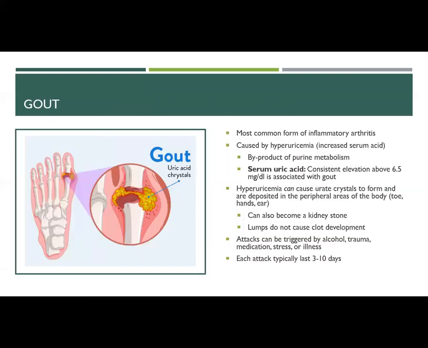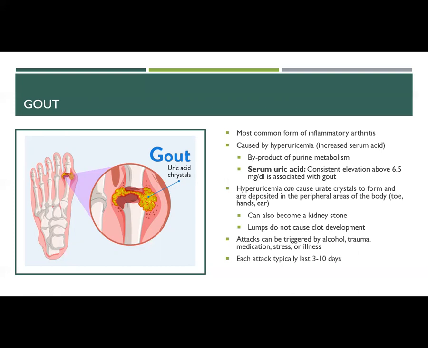So the next one we are going to be talking about is gout. It's a common form of inflammatory arthritis. It's caused by hyperuricemia, so increased serum uric acid. It's the byproduct of purine metabolism.